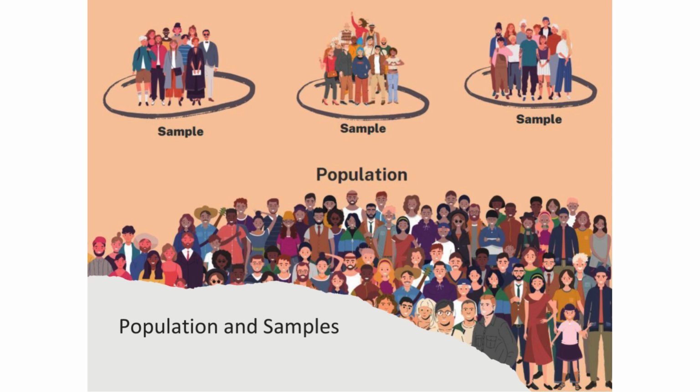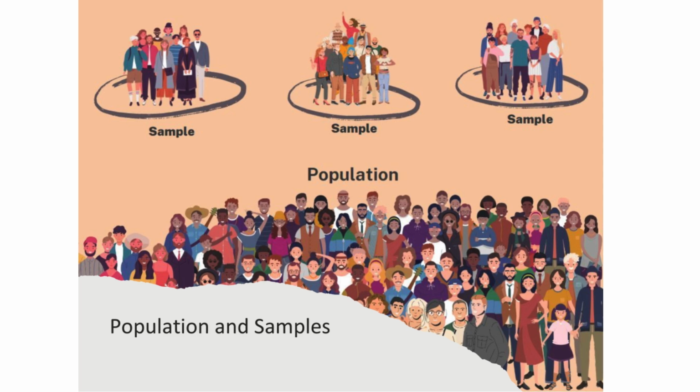A sample is a smaller group selected from the population, meant to represent it. In the illustration, several smaller circles are shown with subsets of the population inside them. These are the samples, and each one includes a few individuals chosen from the larger population. This visual demonstrates how researchers often work. Instead of collecting data from every individual in the population, which can be costly or impractical, they collect data from samples and use that information to make inferences about the whole population.